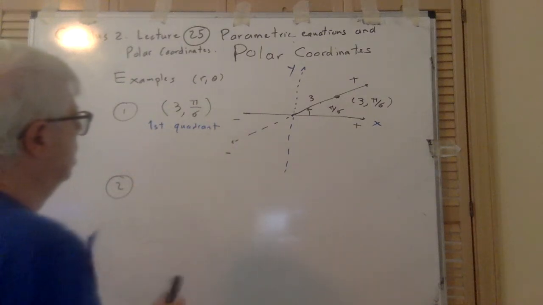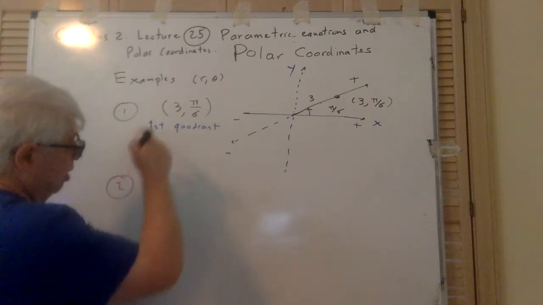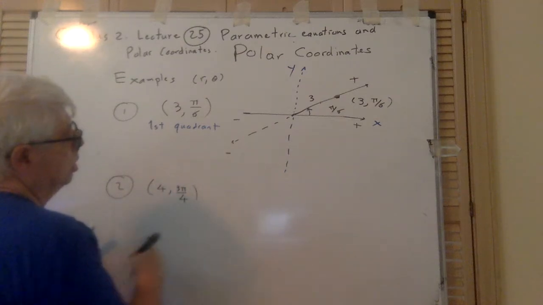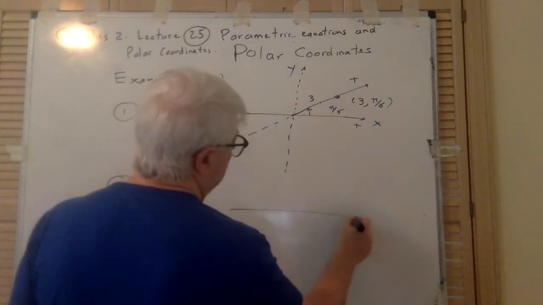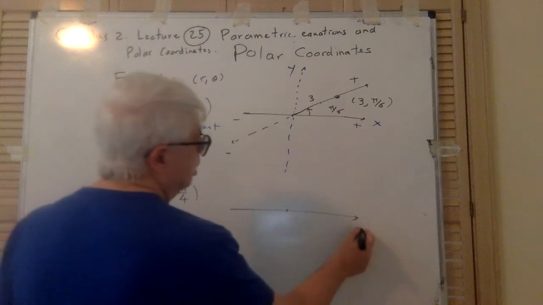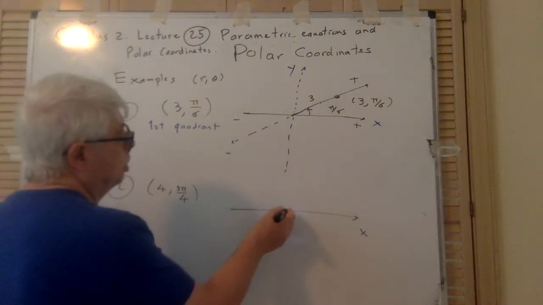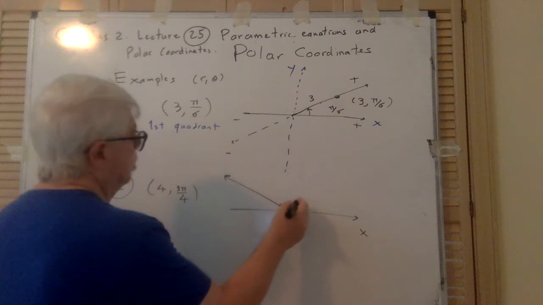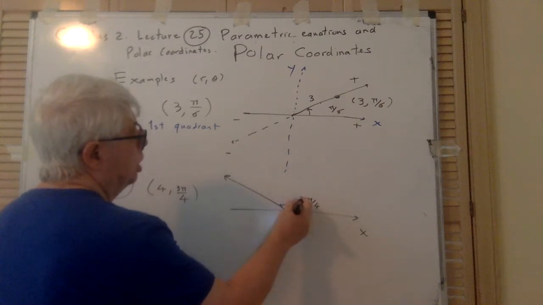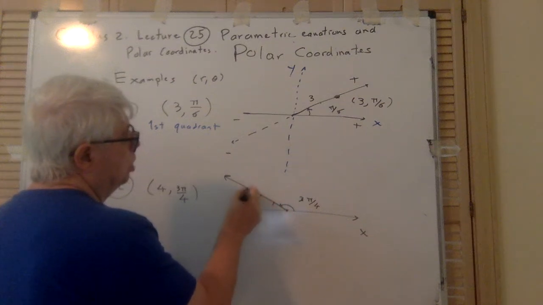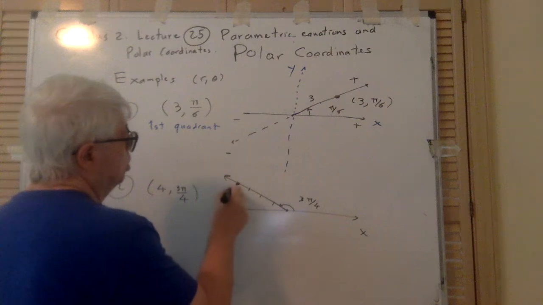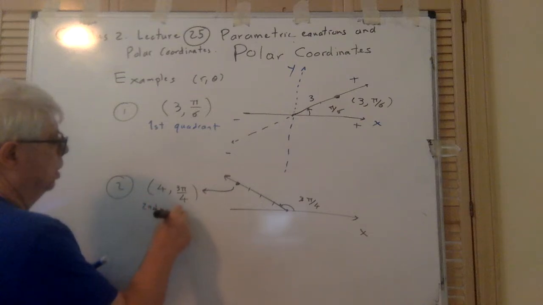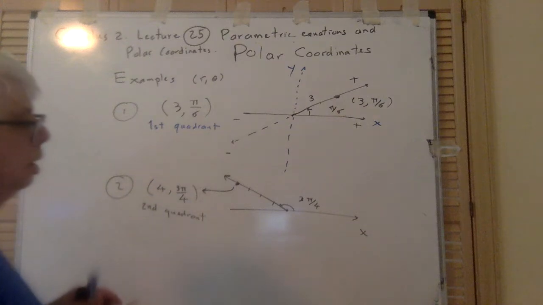Now, let's see. Let me give you again, positive, say, (4, 3π/4). So where is it? Again, I draw the axis, say the x-axis, positive, negative, and then 3π/4 is somewhere here. So that's the initial side of the angle, the terminal side of the angle, 3π/4. Is here 2π/4, then on the terminal side 1, 2, 3, 4. So this is the point, and it is in the second quadrant.